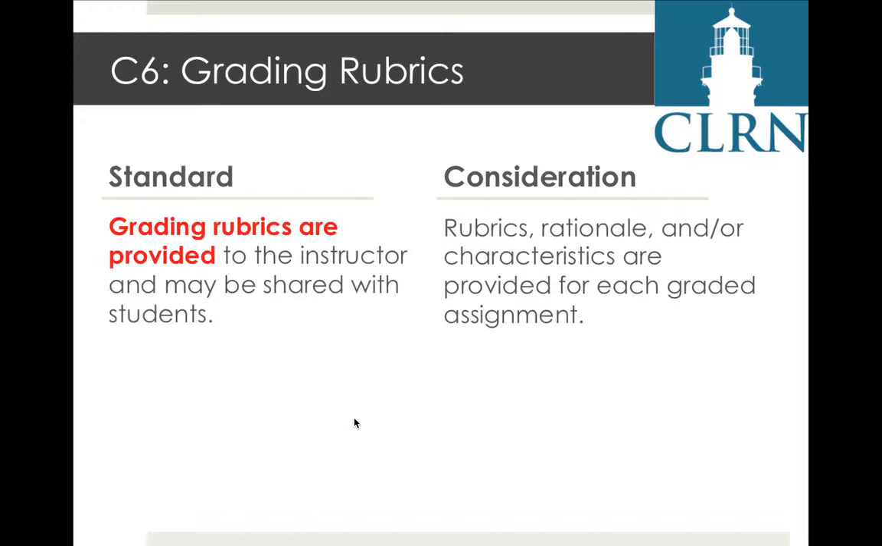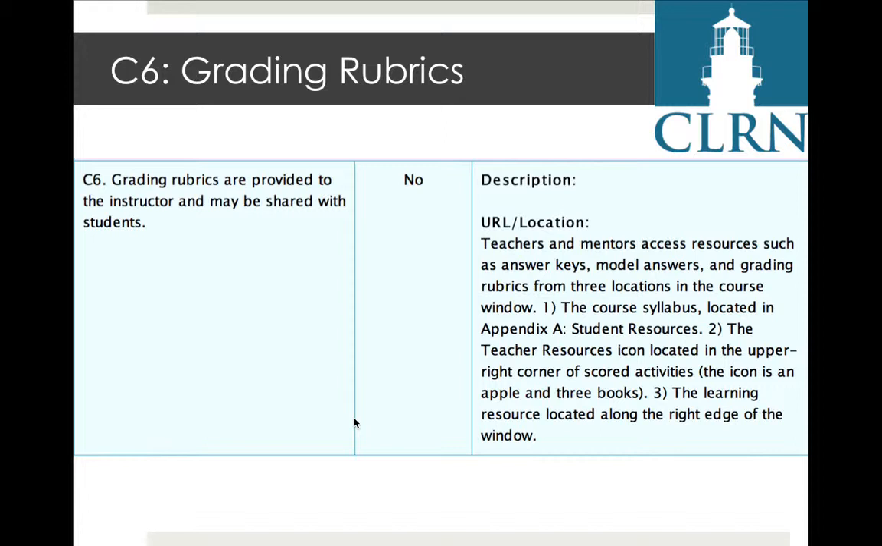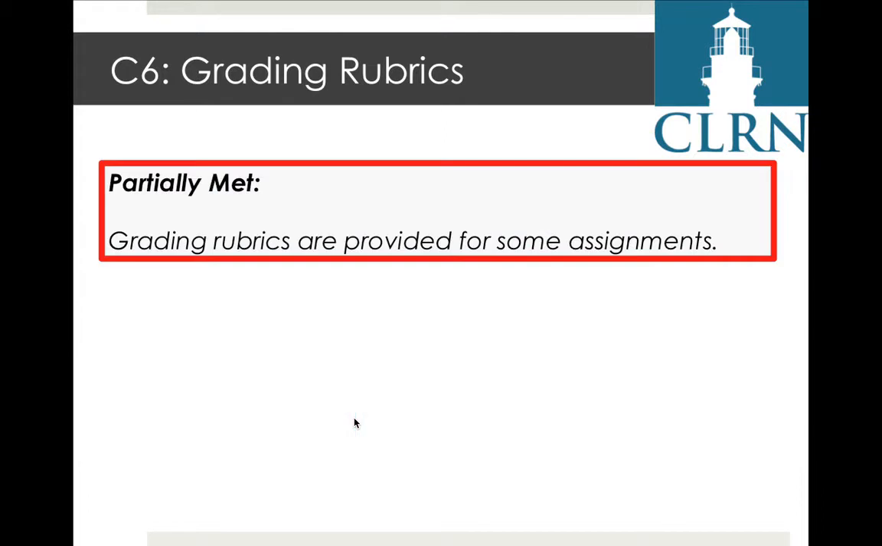Standard C6, Grading Rubrics, is CLearn Central reviewed. The standard only asks if grading rubrics were provided to the instructor. You may find them within the instructor portion of the learning management system or embedded on the student side with each assignment. To assist, publishers provide the URL or location where rubrics may be found. A grading scale for the course that states the criteria to earn letter grades, one that is based on percentages, is not a grading rubric. If a few grading rubrics are provided, one possible partially met is grading rubrics are provided for some assignments.